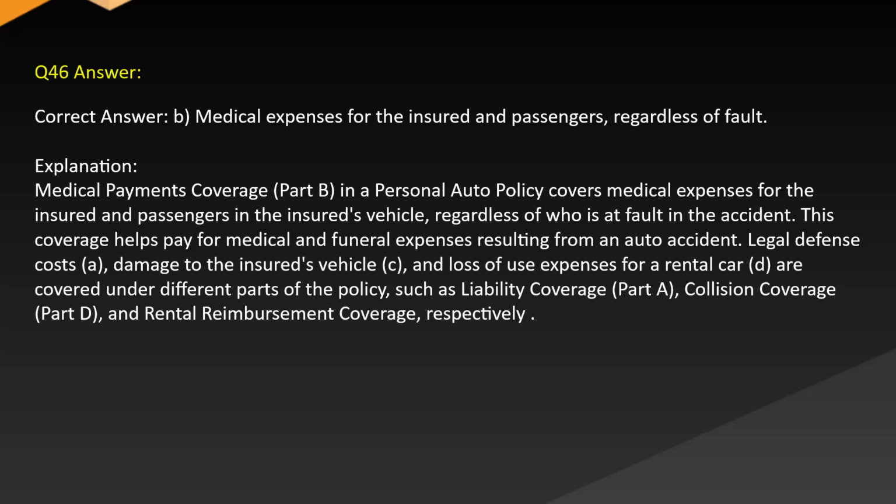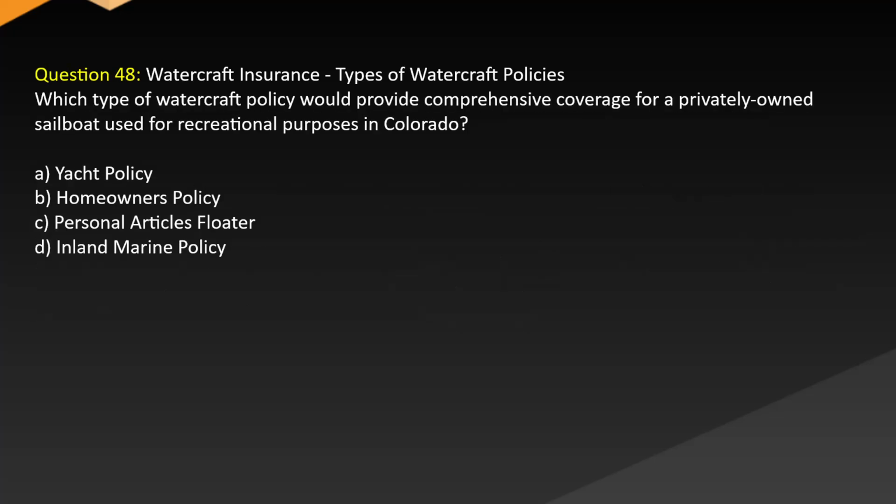Explanation: medical payments coverage, Part B, in a personal auto policy covers medical expenses for the insured and passengers in the insured's vehicle, regardless of who is at fault in the accident. This coverage helps pay for medical and funeral expenses resulting from an auto accident. Legal defense costs, A, damage to the insured's vehicle, C, and loss of use expenses for a rental car, D, are covered under different parts of the policy, such as liability coverage, Part A, collision coverage, Part D, and rental reimbursement coverage, respectively. Question 48.